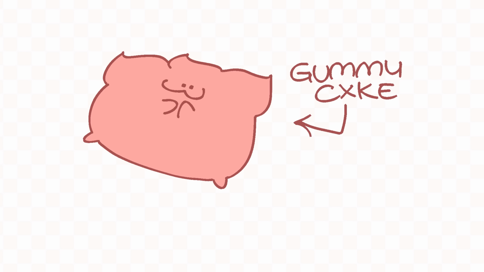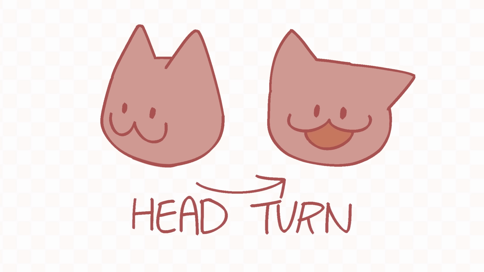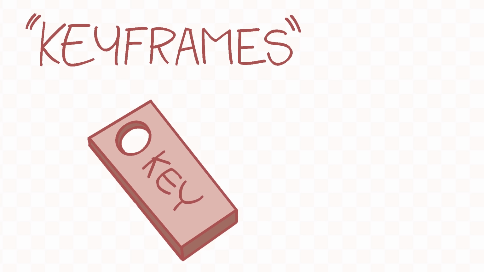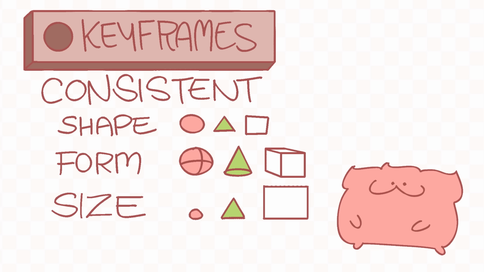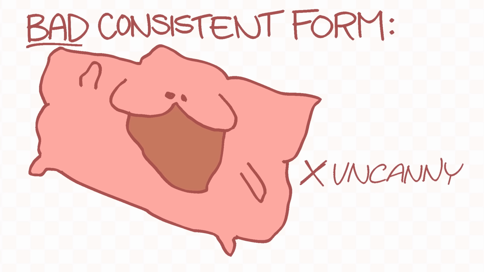So just like the eye blinks, we'll make the starting position A and the end position B. I decided that I want to do a simple head turn. This is my keyframe A and keyframe B. They're called keyframes because they're key to the animation looking decent. Make sure your keyframes are consistent in shape, form, and size. If it's not in proper form, your animation can end up looking uncanny or wobbly.